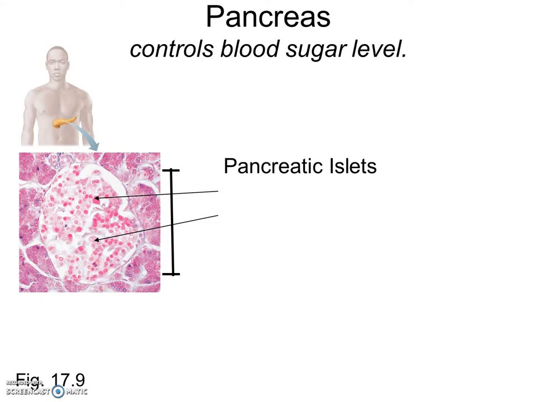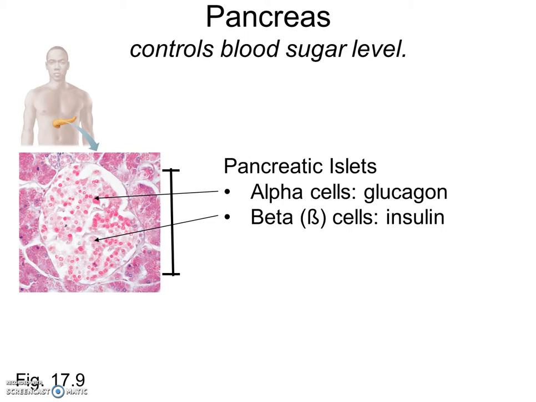The important thing is inside the pancreatic islet are two types of cells. You have your alpha cells, which release a hormone called glucagon, and you have your beta cells, which release a hormone called insulin. So let's discuss what glucagon and insulin do. Insulin is probably the one you heard of related to diabetes, for example, people taking insulin injections.